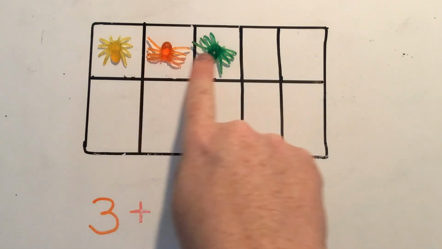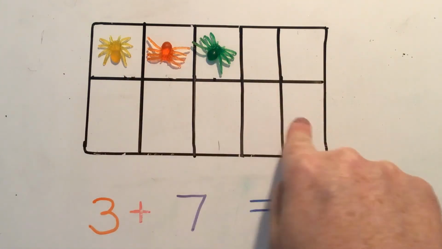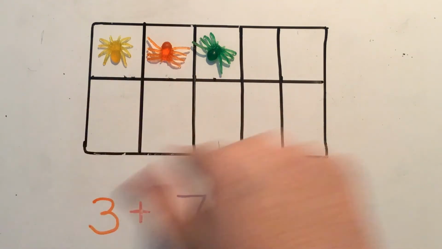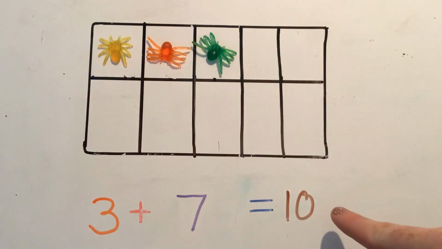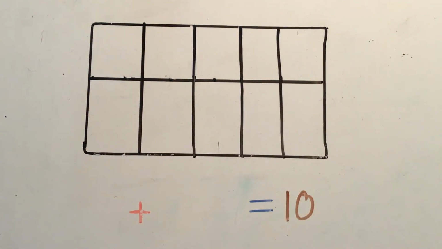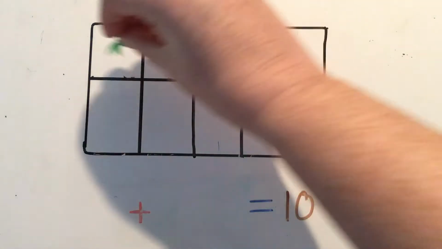So we already have 3, and there are 7 empty spaces. So if those were all full, that would equal the number 10. So 3 plus 7 equals 10. So that would make 3 and 7 number partners for the number 10. Okay, I already did 1 and 2 and 3. So now it's time to work on the number 4.